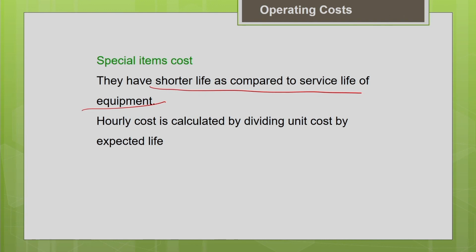For this also you have to calculate the hourly cost. To know the hourly cost, you should know the unit cost of the item and divide it by the expected life of these items. This information you can get from your past records or from the manufacturer.